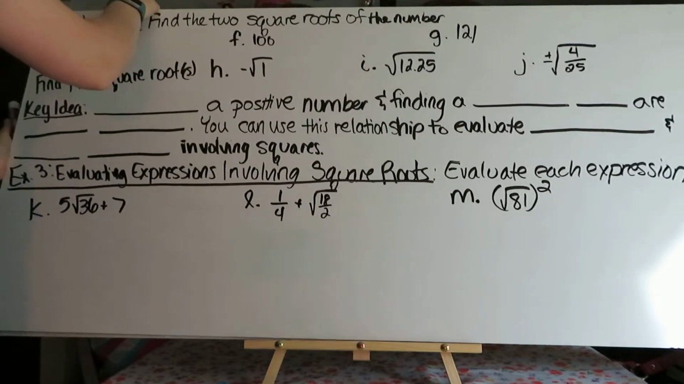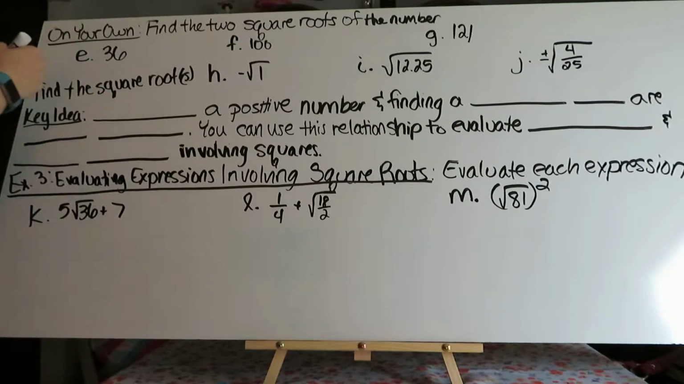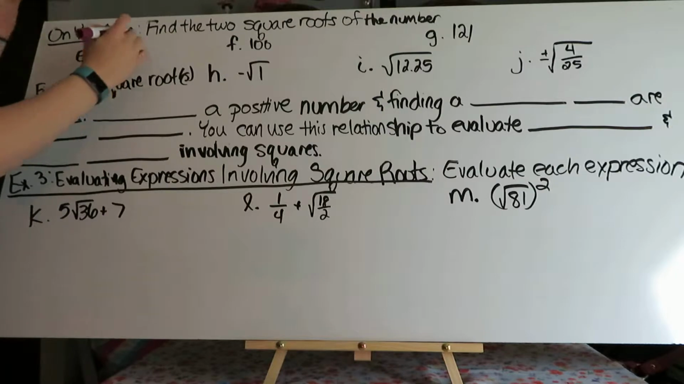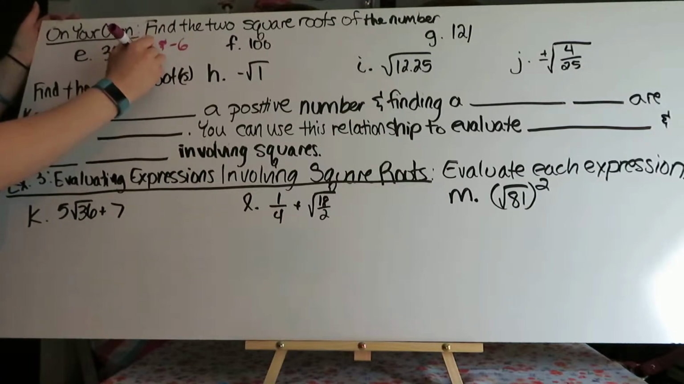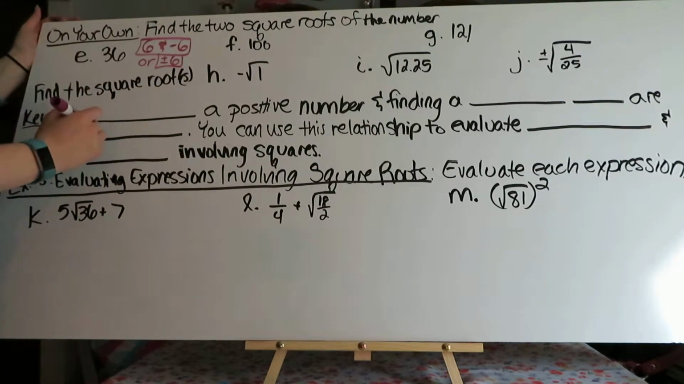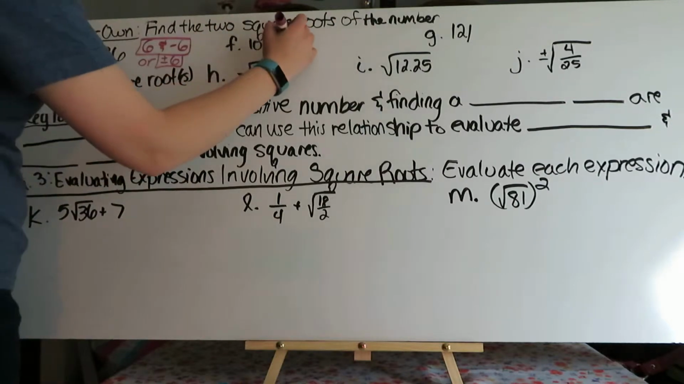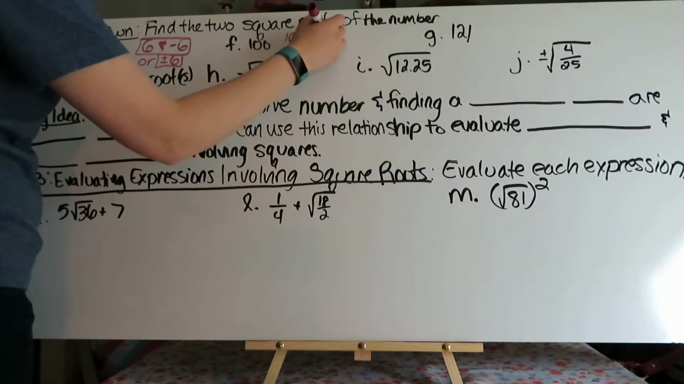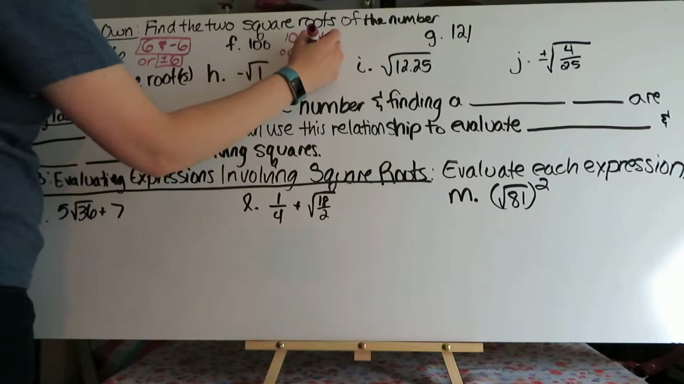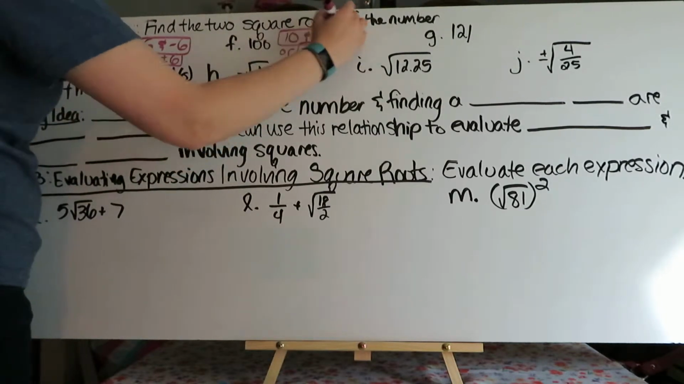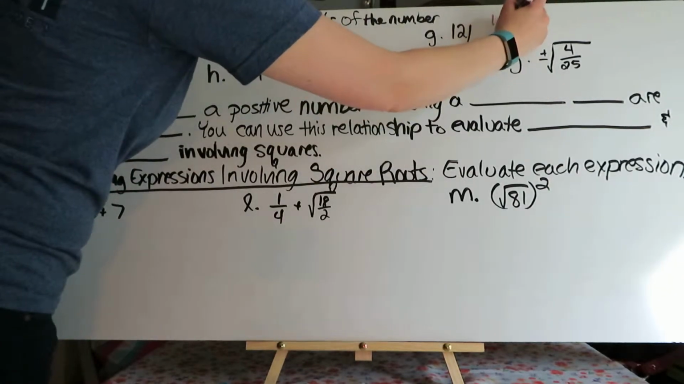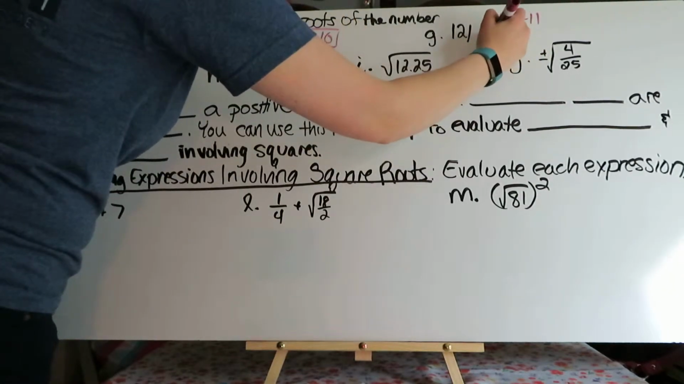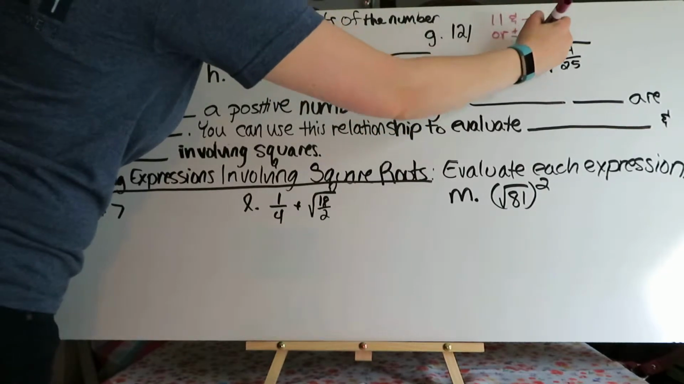We're going to find the 2 square roots of the number. E is going to be 6 and negative 6, or you could write that as positive and negative 6. Both are appropriate ways. They mean the same thing. Letter F, you have 10 and negative 10, or positive and negative 10. Letter G, what times what gives you 121? That's going to give you 11 and negative 11, or positive and negative 11.